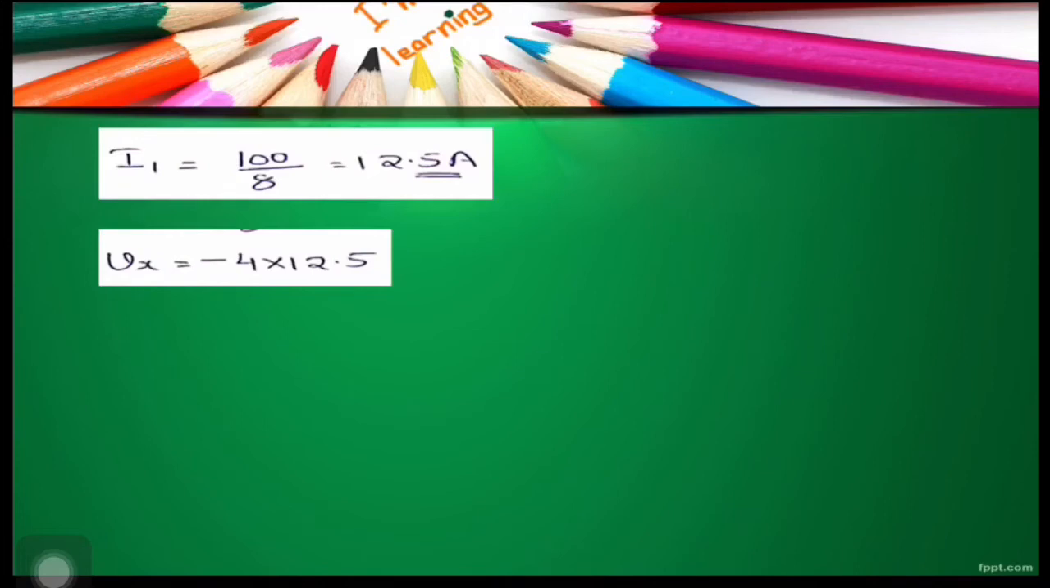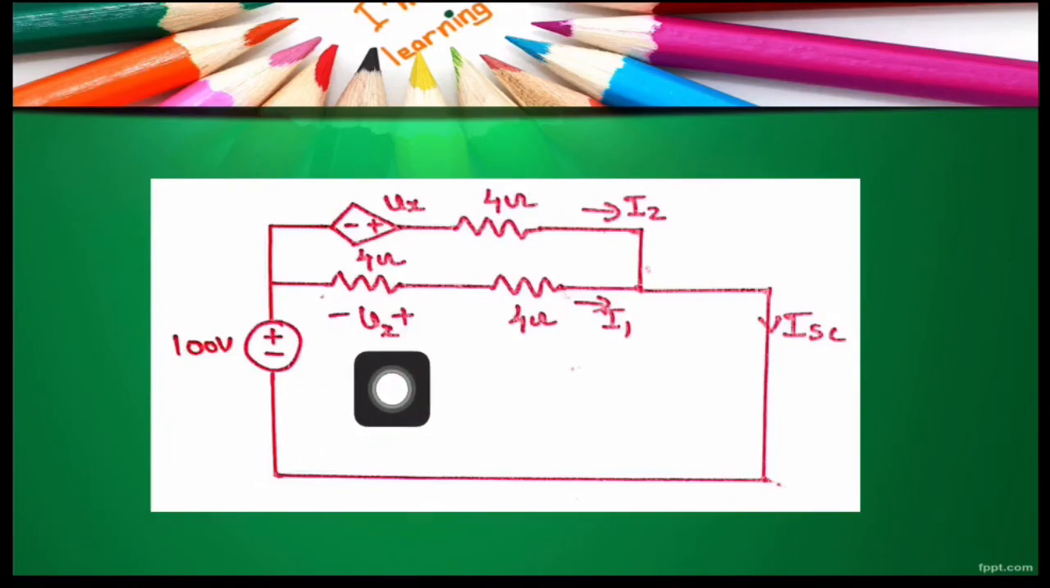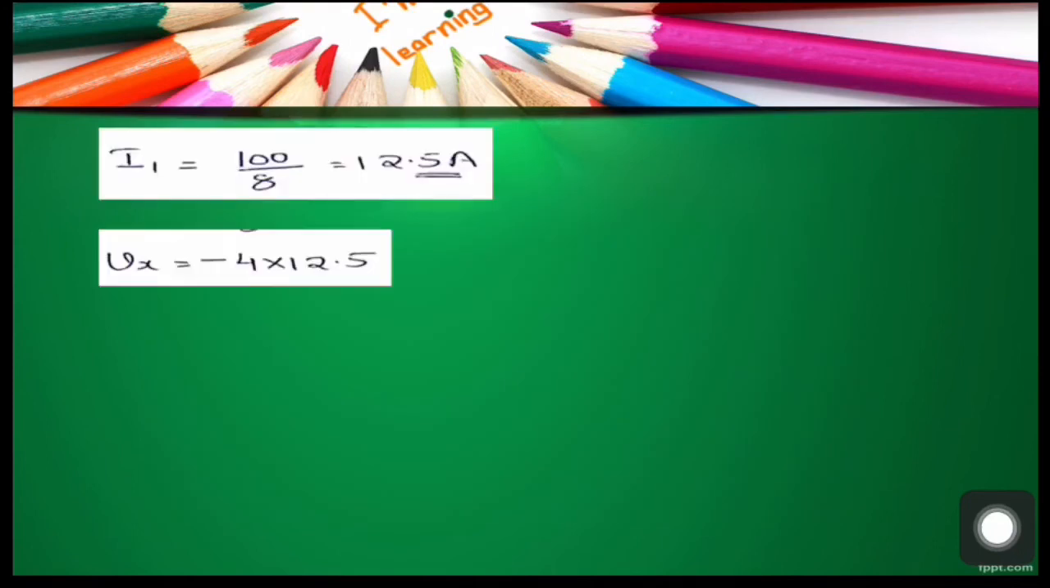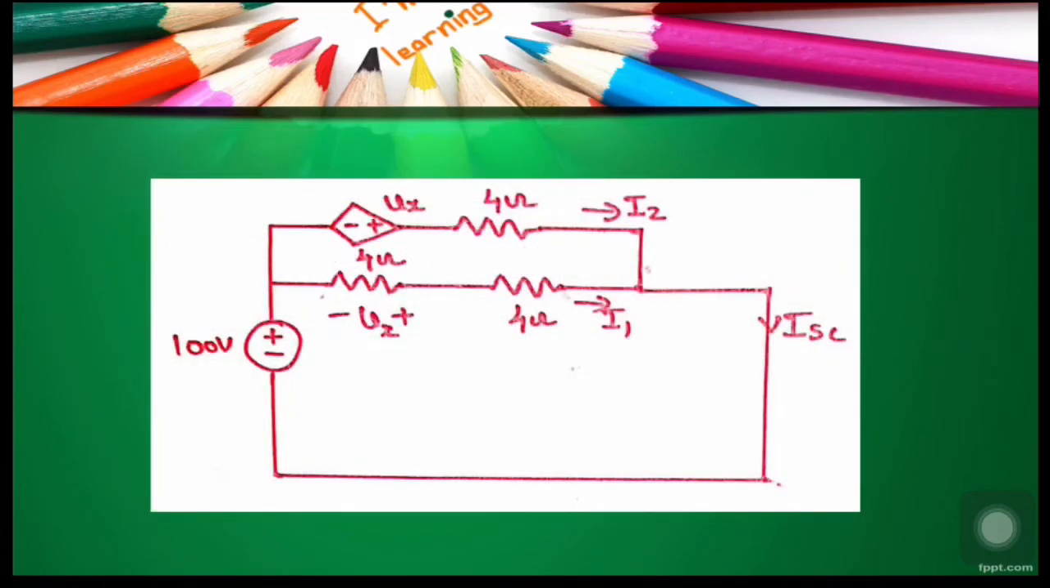Why is there a negative sign? Any idea? Look at this. Here Vx is defined as the voltage drop across the 4 ohm with negative polarity at left and positive polarity at right. And I1 is defined as the current through this 4 ohm from left to right. Hence, it develops a voltage drop across the 4 ohm with a positive polarity at left and negative polarity at right. That's why there is a negative sign and we get Vx is equal to minus 50 volts. Clear?